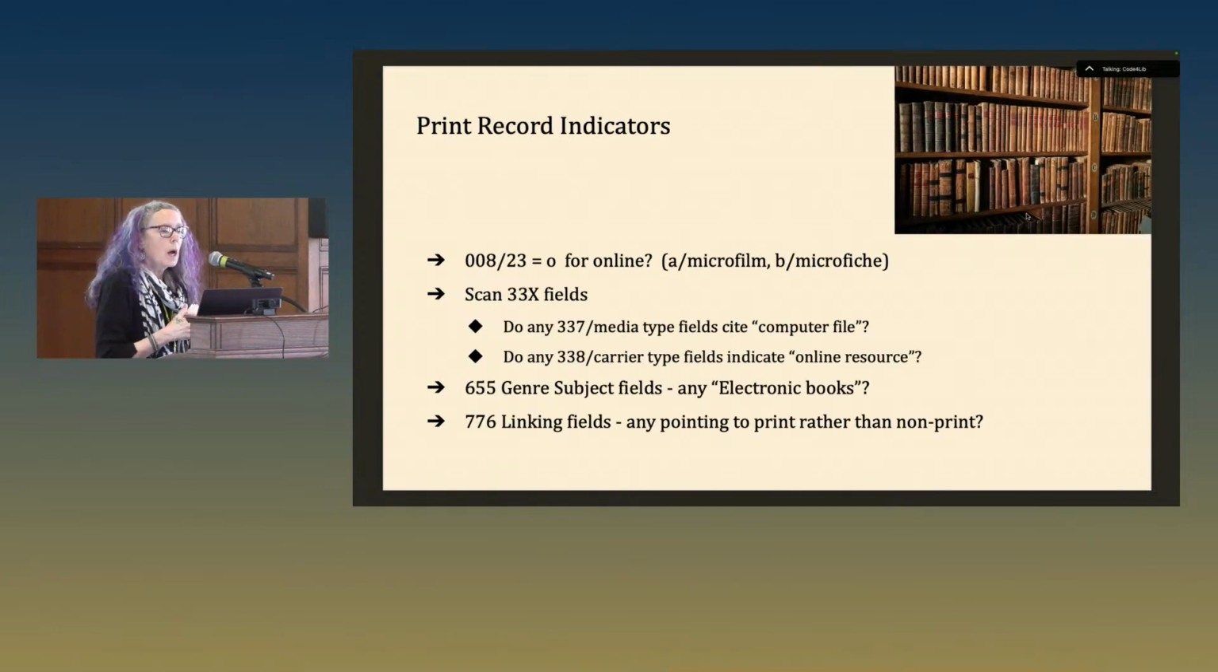Okay. We expect people to send us print records, so I'm looking for indicators that they have actually done that. So I'm looking in the 008 position 23 for that O for online. I'm looking for the 33X fields that look for media type, has the word computer in it, carrier type has something like online resource. If they've got 655 genre subject fields, I'm looking for that word electronic. If they've got 776 linking fields, are they pointing to anything besides print?